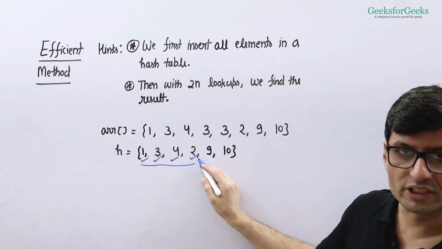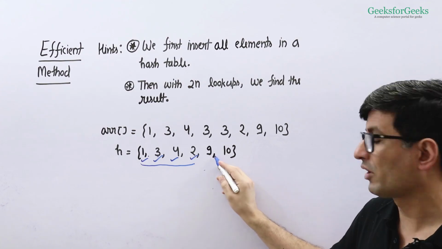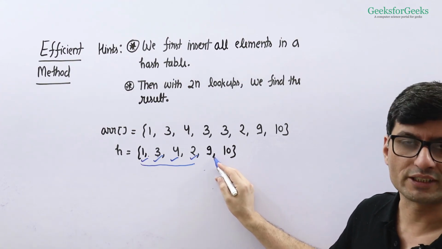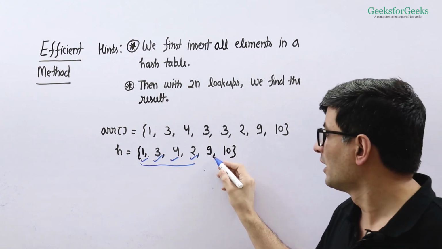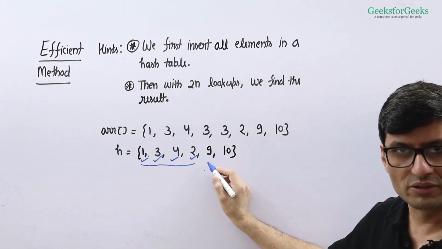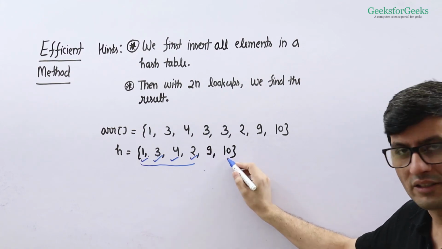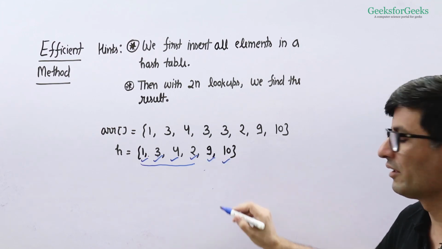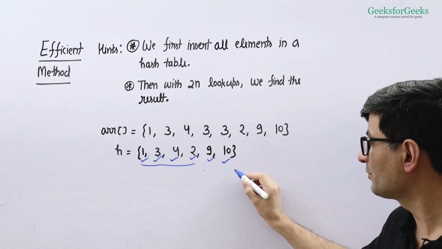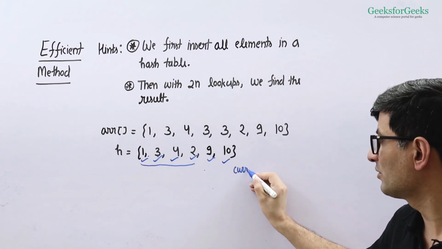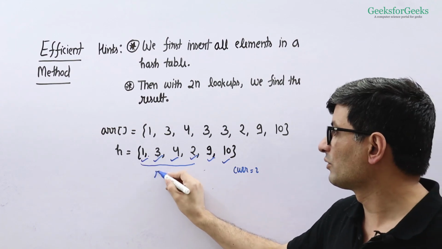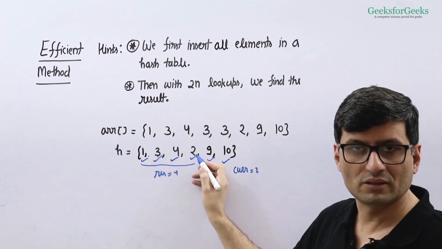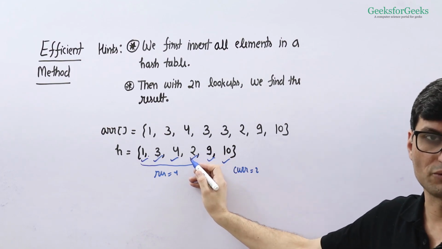For 2, 1 is present in the hash table, we don't do anything. For 9, 8 is not present in the hash table, so we are going to process 9. What are we going to do? We are going to search for x plus 1, which is 10, and we are going to find 10 in the hash table. So 9 and 10 form a subsequence. We update our current result as 2, right? And our final result so far is 4, right? We have found a subsequence with length 4.